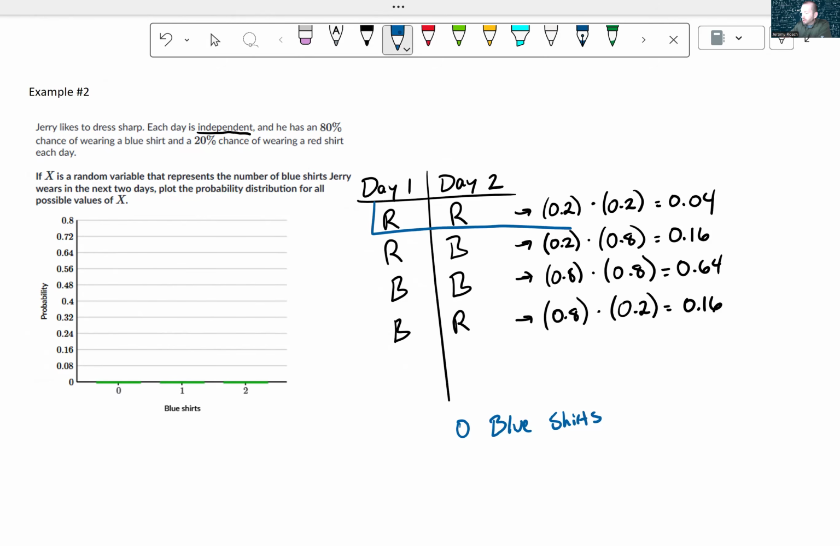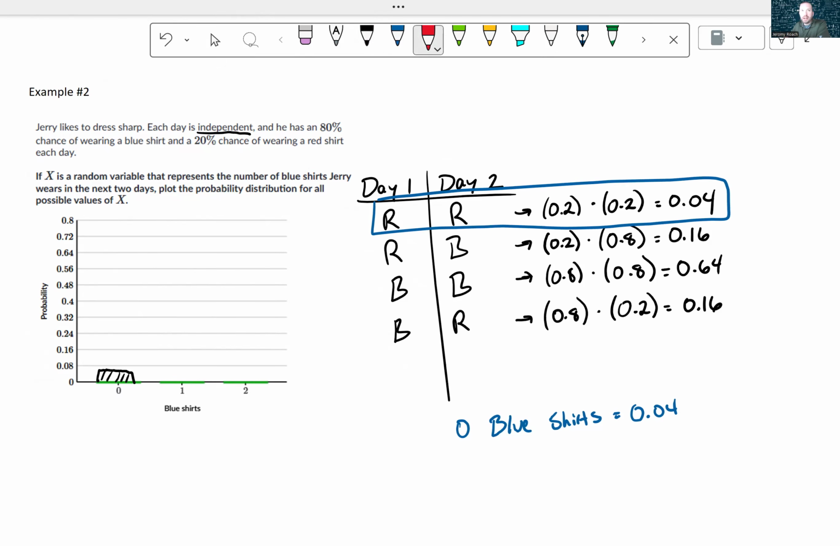That would be if he wore red and red. So that's 4% or 0.04 for 0. So we would put 0.04 on our graph. We would just graph it about there. Yeah, it's a little high, but still it's 0.04 for that one.